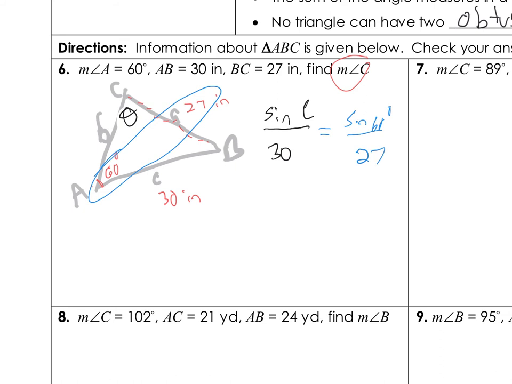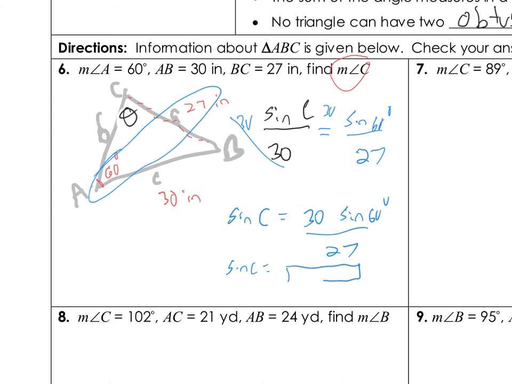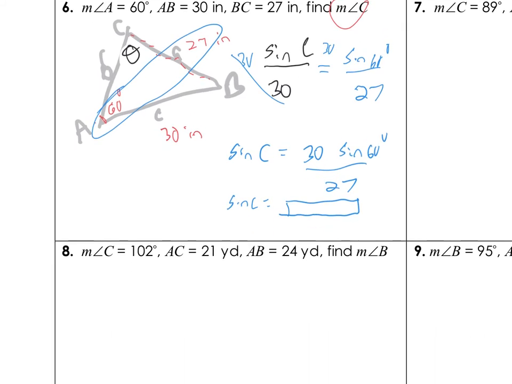So I'll solve this for sine of C. Sine of angle C would now be equal to 30, all I'm doing is multiplying by 30 on this side and 30 on this side, 30 sine of 60 degrees over 27. Again, sine of C will be some number between negative 1 and 1, whatever that fraction gives you. Then your job is to do the inverse sine. Remember, to get the angle out of there, I have to inverse sine to the right and left. Inverse sine. And when you get it done, that will be some angle.